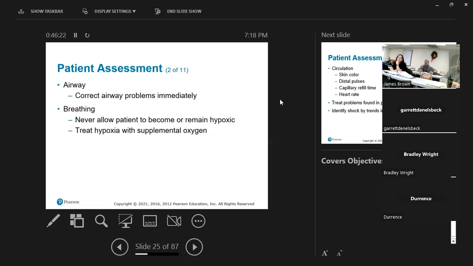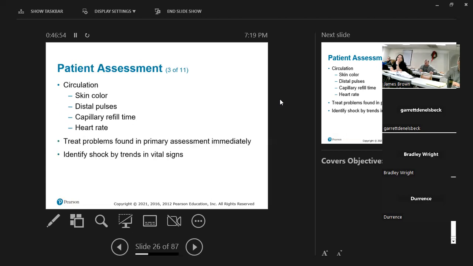Obviously, when it comes to breathing, the biggest thing when treating shock is high flow oxygen. So we're talking about 10 to 15 liters on a non-rebreather. You want high flow oxygen because as long as you're able to maintain and get that oxygen to the bloodstream, you're able to help perfuse the body. But you never want them to become or remain hypoxic. Where do we want them at? 95. Yep. Okay.